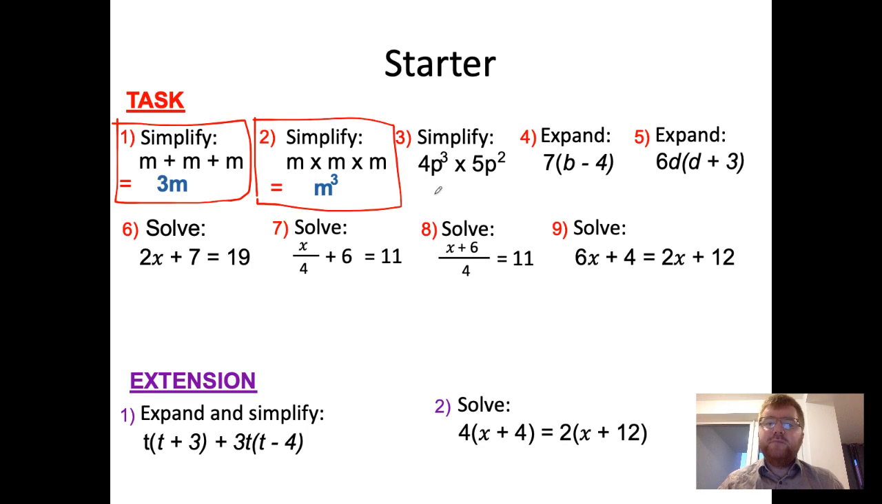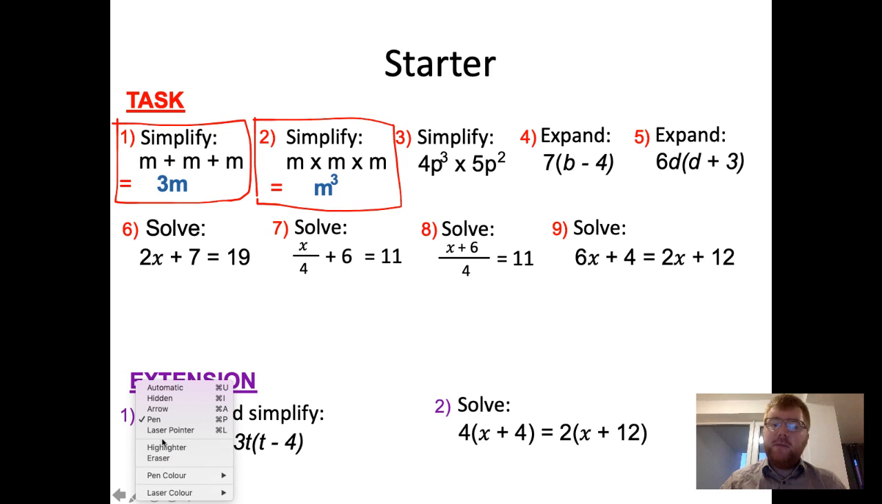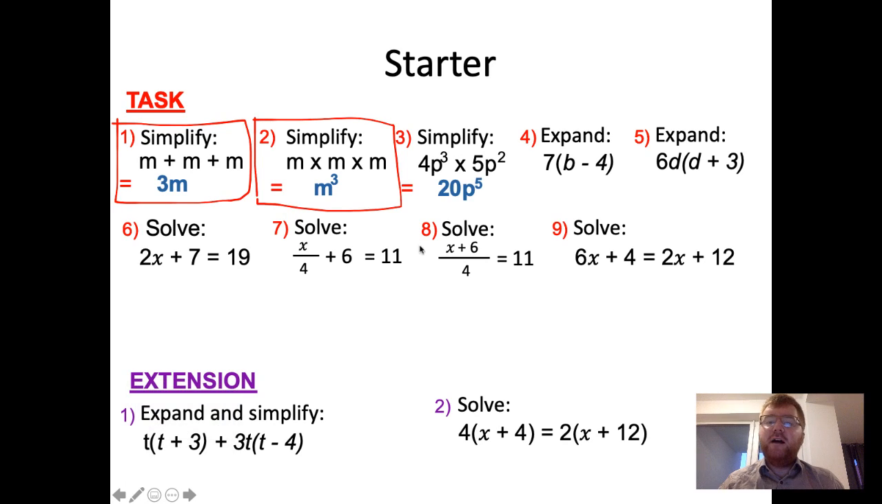Okay, question 3. So we multiply the numbers: 4 times 5 is 20, and then p cubed times p squared, where we add the indices, the small numbers, and that's going to give us p to the power of 5.